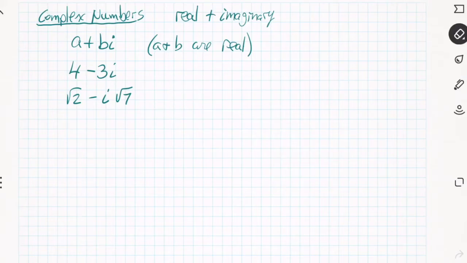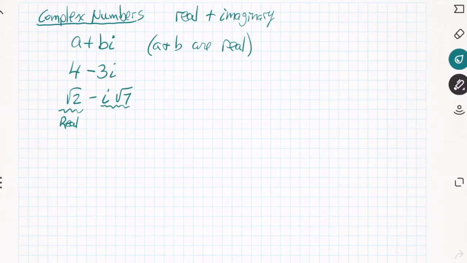All right, so when we deal with this first piece, the a part, this is basically just the real part of the number. And then this part is the imaginary part. So we have a real plus imaginary. Okay, so generally when you write a complex number, you want to write it as a plus bi.